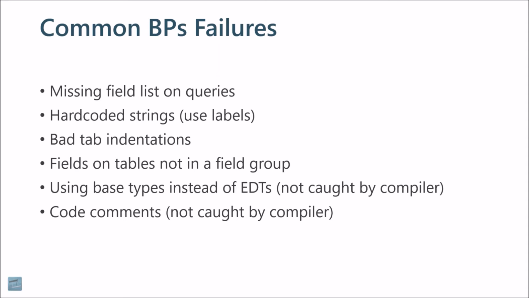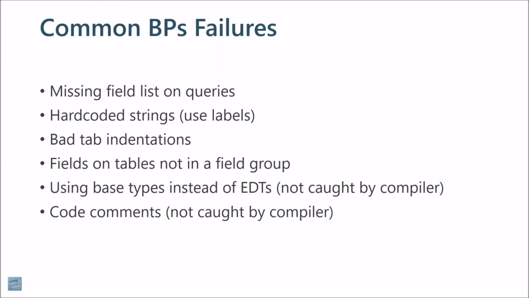A couple of ones that won't necessarily get caught by the compiler, but we usually recommend going in and fixing anyway. As you're walking through some code, if you notice anything is using a base type instead of an EDT, as an example, a field on a table where it doesn't have an EDT that relates with it, instead it's just using a string type, you'll want to switch that over to using an EDT instead. So you might have to create a new one or find one that fits.